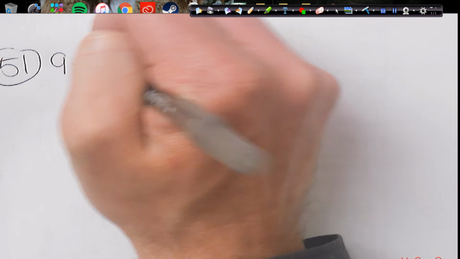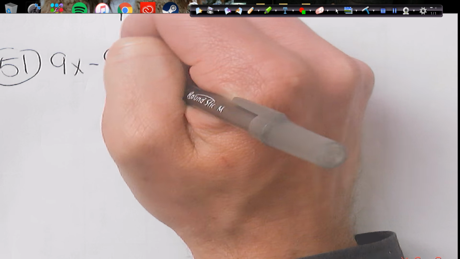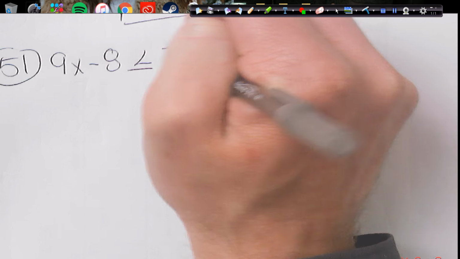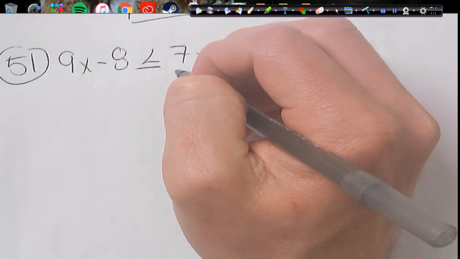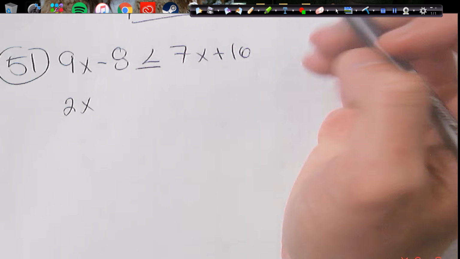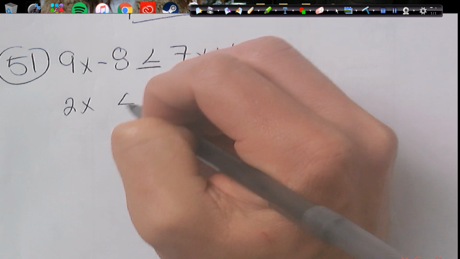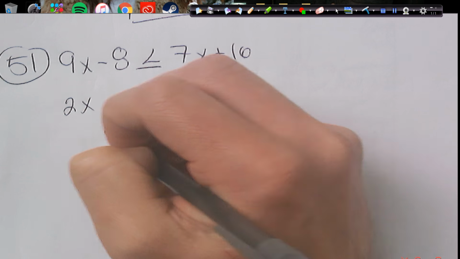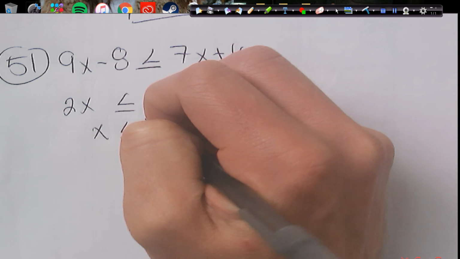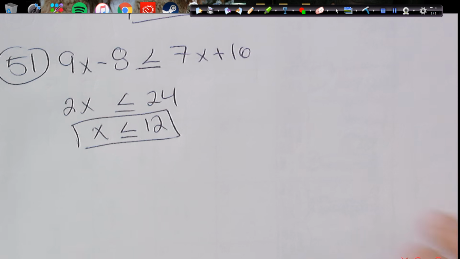9x minus 8 is less than or equal to 7x plus 16. What we want to do is move our smaller item, so subtract that, becomes 2x. Add 8, that's going to become 24. Divide by 2, and we get x is less than or equal to 12. We didn't divide by a negative, so I don't have to flip anything.